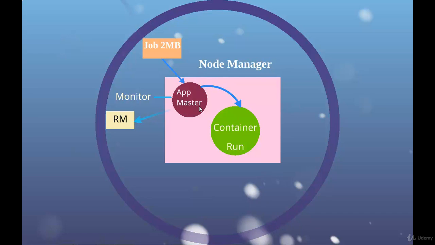So in the NodeManager, we have an App Master and a container. What does the container do? The container runs the job. What does the App Master do? The App Master monitors the job. This is how every job will be executed in Yarn.